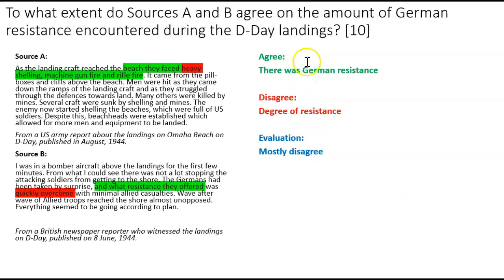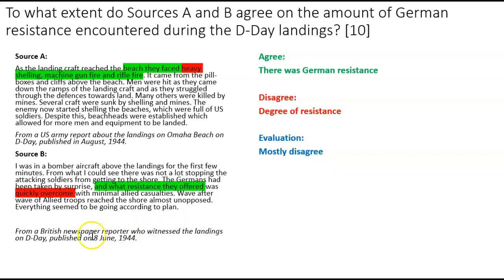So you can see you've got 3 paragraphs. One would be on the agreement, and you'd have quotes to support the agreement from both sources. Your second paragraph would be the disagreement paragraph, and again, you'd show how the 2 sources disagree using evidence from each source. And then finally, your final paragraph is an evaluation of the degree to which they agree or disagree. And you can bring in context.